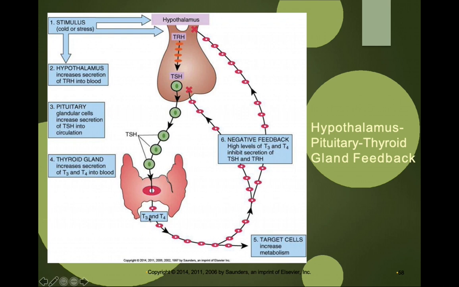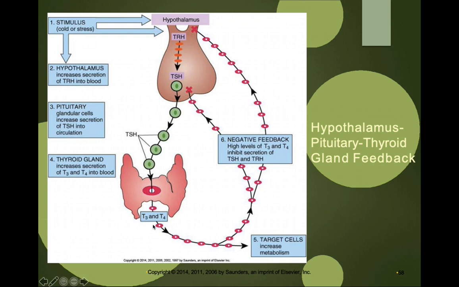I know it says T3 and T4, which is true, but T4 is the predominant hormone. T4 is thyroxine. T3 is called triiodothyronine. It's when you have 4 iodines attaching to tyrosine or 3 iodines attaching to tyrosine. So thyroxine will then go to the liver and get converted to T3. And again, it's selenium dependent.